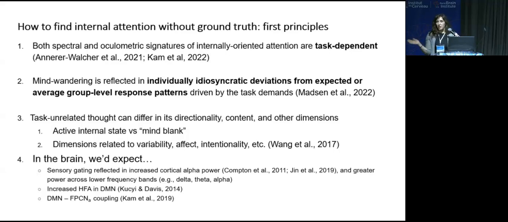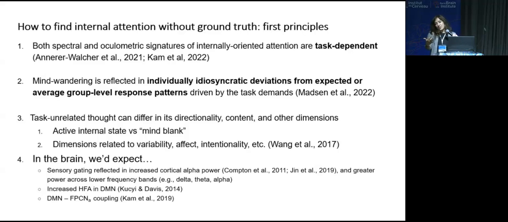So what do we know about mind wandering? Both the spectral and oculometric signatures of internally oriented attention are task dependent. So they're different depending on the task, and we should only be trying to look to literature about videos or other visuospatial content. We also know that mind wandering is reflected in individually idiosyncratic deviations from expected behavior. So if your behavior does not reflect what would be expected from the task that you're supposed to be doing, you might not be paying attention.